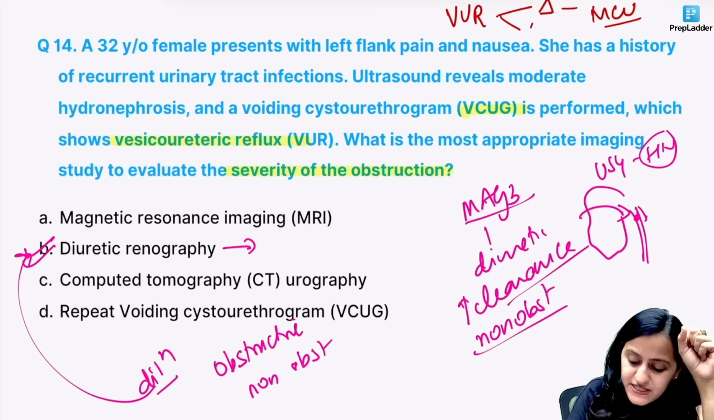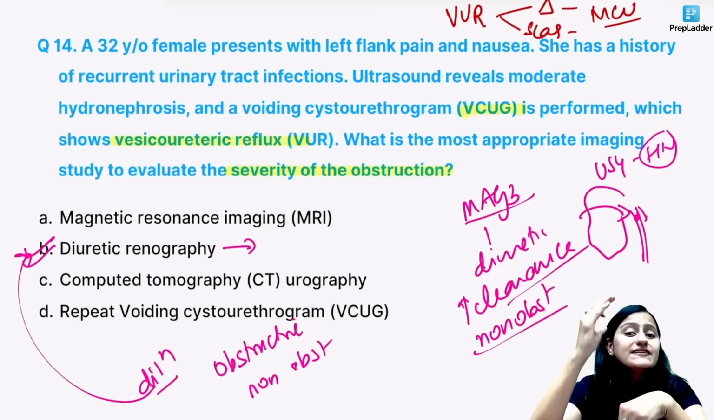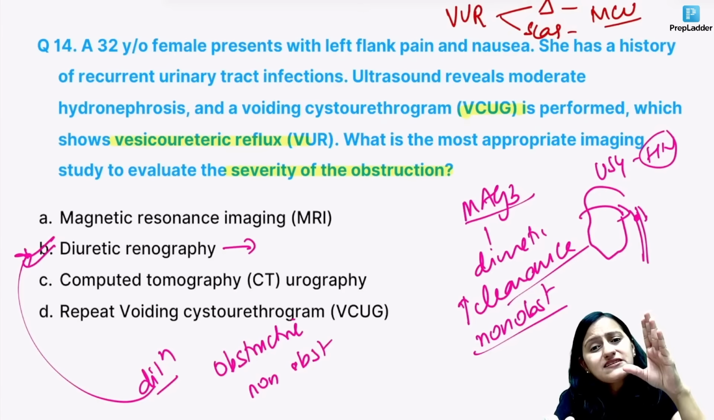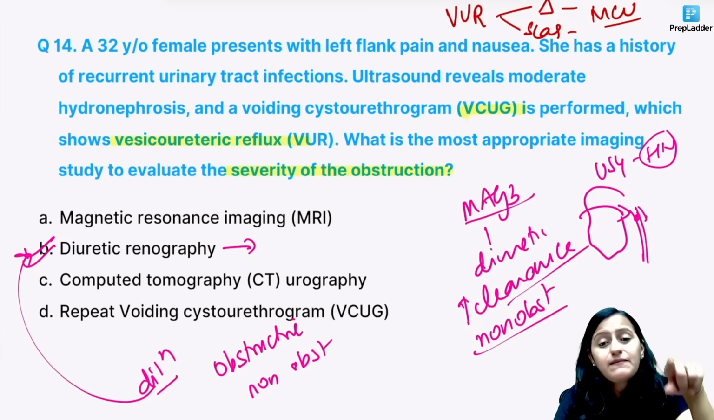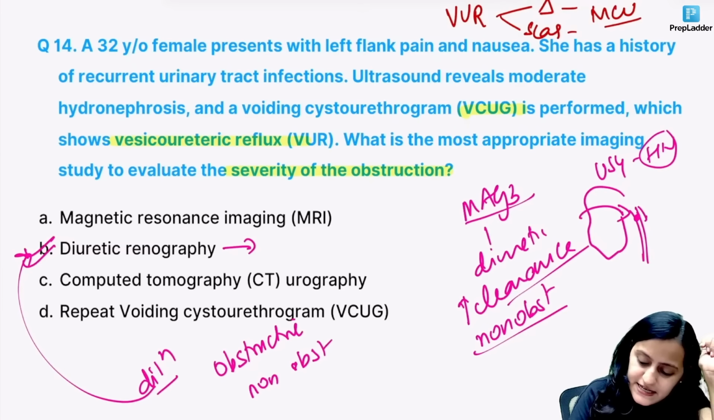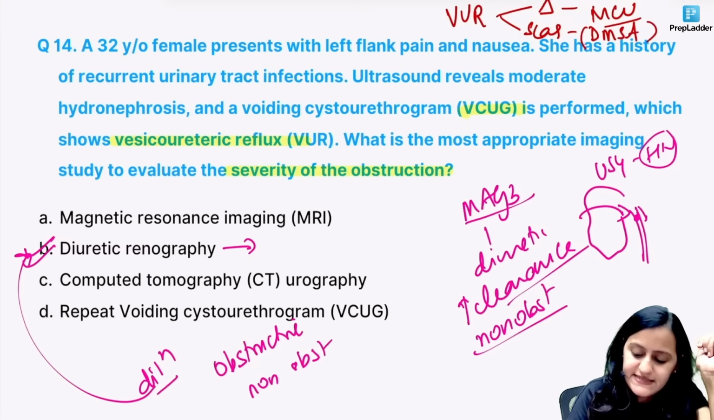But if the question is, let's say you want to see the scar in the kidney, how much scarring has occurred in the kidney because of the reflux, then what scan will you do for that? I'm not talking about obstruction. I'm asking the scarring in the kidney because of the reflux. Then what nuclear scan do we do? Very good. Correct, Kashyap. It is DMSA scan.